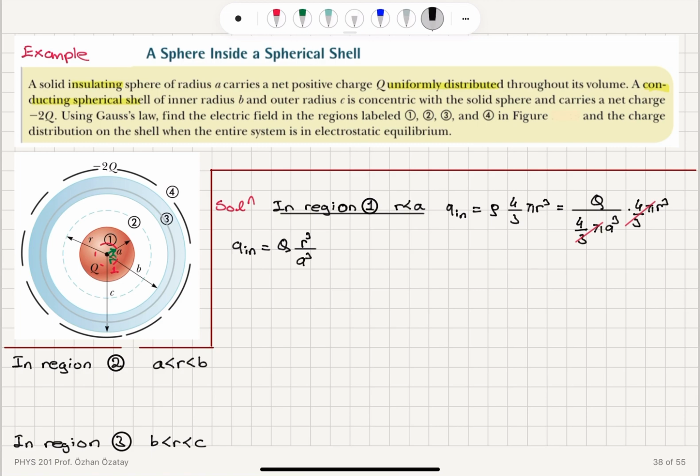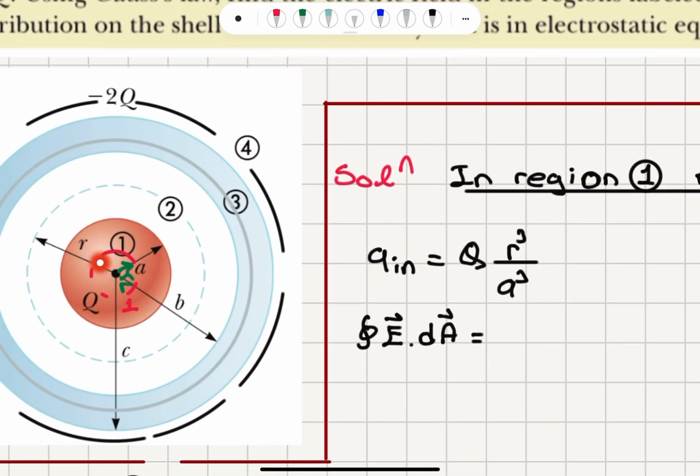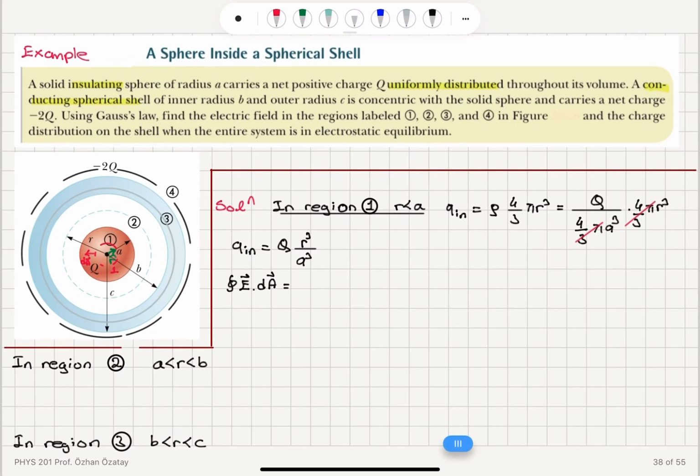Okay, now we can write Gauss's law. The closed surface integral of E dot dA, the flux through this closed surface, is equal to... now we have a uniform charge distribution here that will create an electric field pointing radially outward because it's a positive charge. So the electric field and dA vectors will be parallel to each other. These are the dA vectors pointing radially outward. Therefore, this integral E dot dA is E dA cosine 0, so that's E dA.